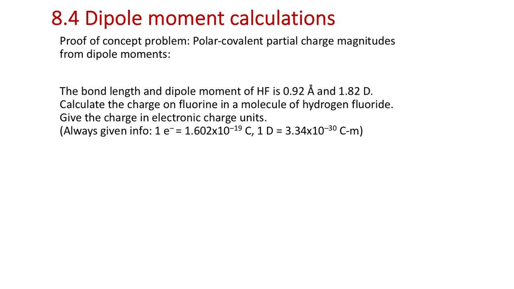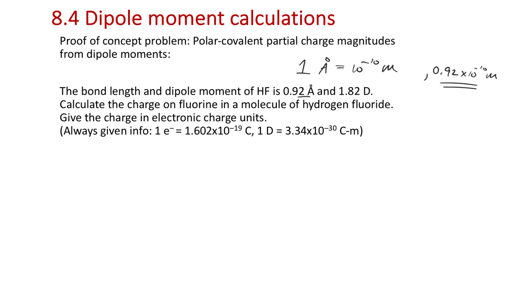We're given the bond length and the dipole moment from the previous page. An angstrom, if you forget, is equal to 10 to the minus 10 meters. So 1 angstrom is equal to 10 to the minus 10 meters, and the bond length would be 0.92 times 10 to the minus 10 meters. We can do that math really easily and quantify the bond length in those units.